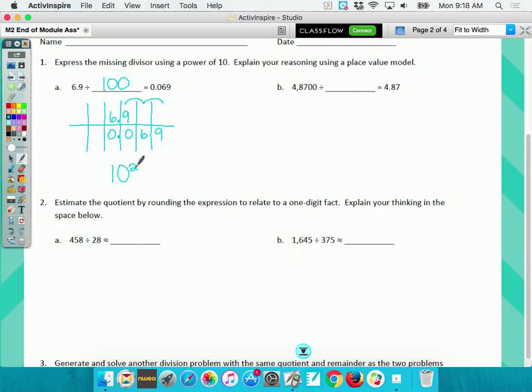Now, I can't guarantee you the test is going to be like this. So you have to practice the strategy. Okay? So if you're practicing during math groups, maybe change 6.9 to something else and practice this.